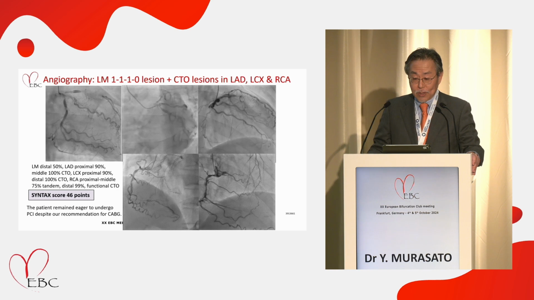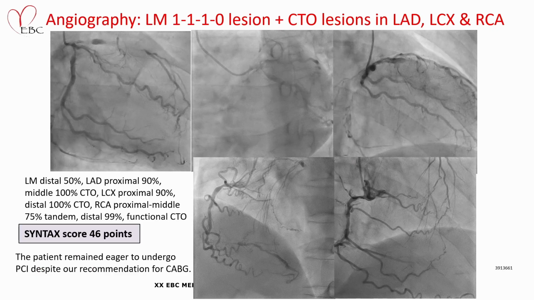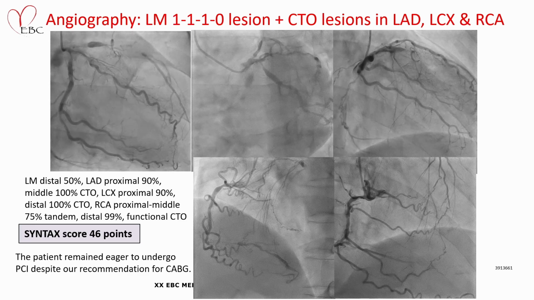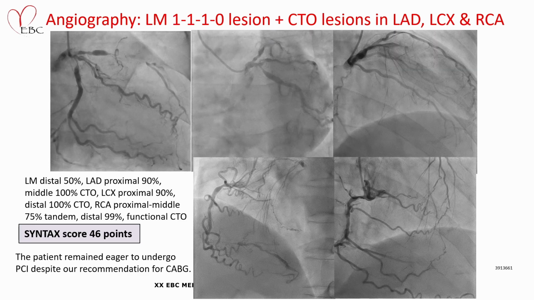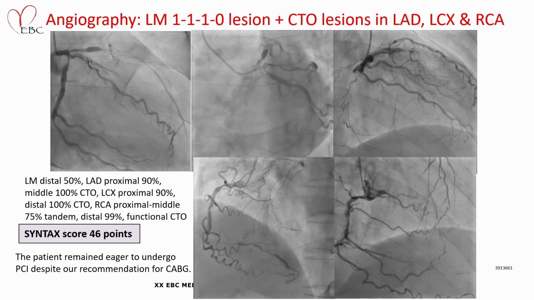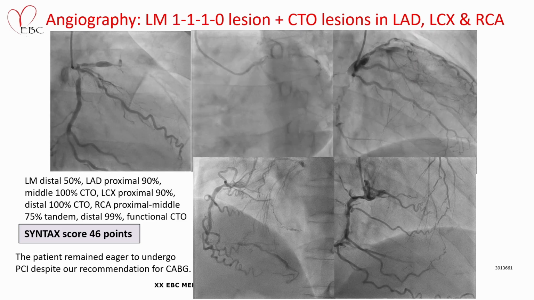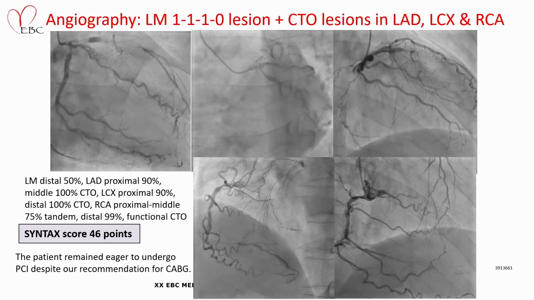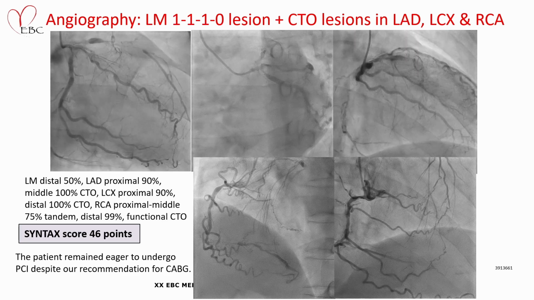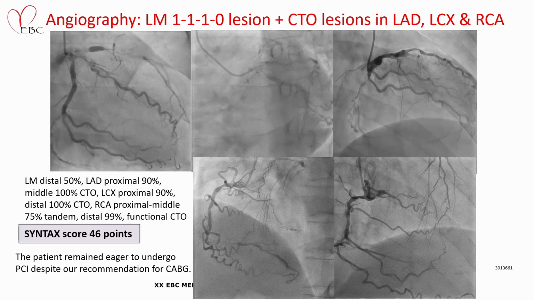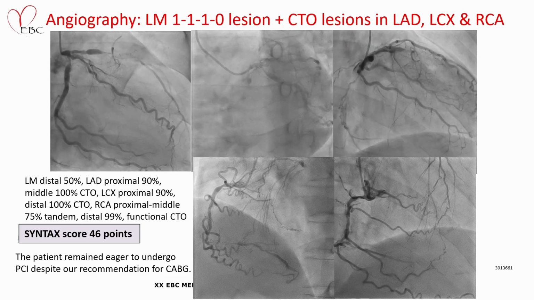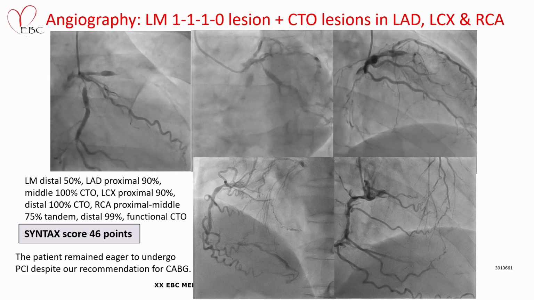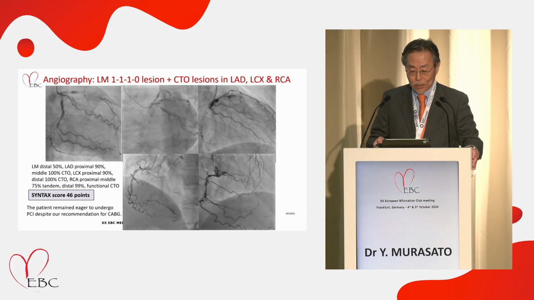This is the baseline coronary angiography. Here you can see the left coronary artery: the proximal LAD and proximal LCX have severe, tight stenosis. The distal left main also had a moderate lesion. Therefore, it is a left main 1,1,1,0 trifurcation lesion. And the middle LAD has been totally occluded, and the terminal LCX is also totally occluded.